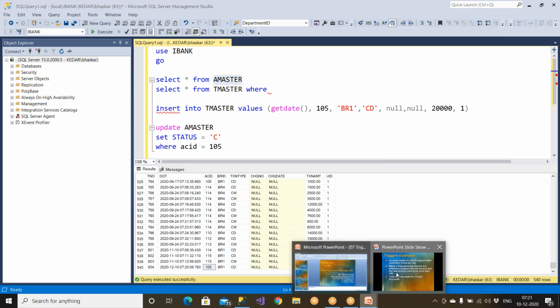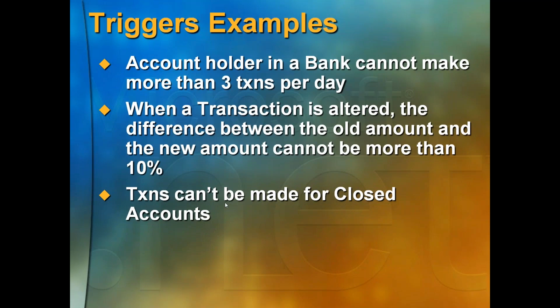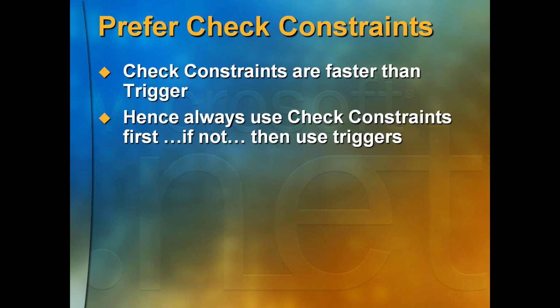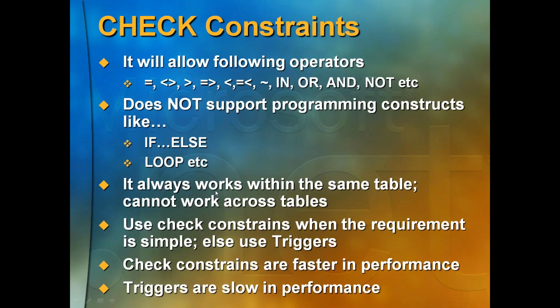I told you this because you're doing something: a transaction can't be made for closed accounts. I'm able to do it now because there is no trigger. A check constraint always works within the same table; it cannot work across tables. You're inserting data into the transaction master table, and you want to validate by going to the account master table to see whether this account is in opened state or closed state. That you cannot implement with the help of a check constraint, right? So you need to implement it with a trigger.